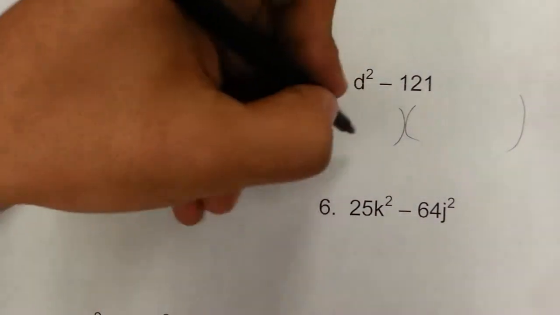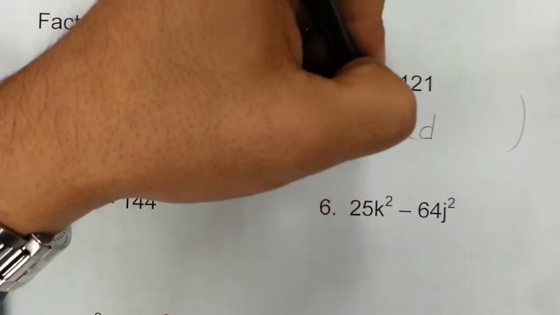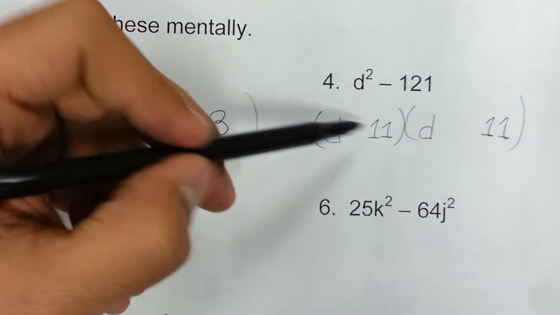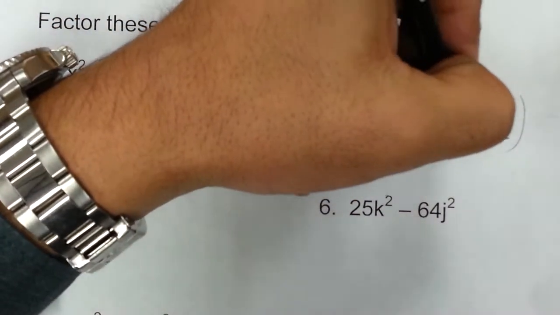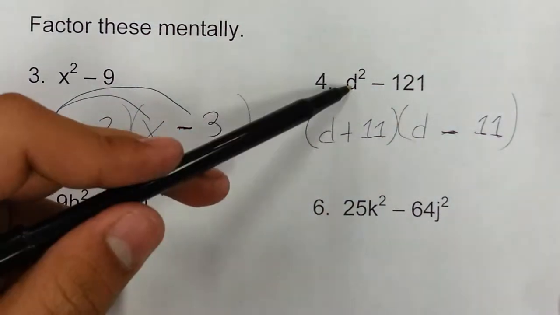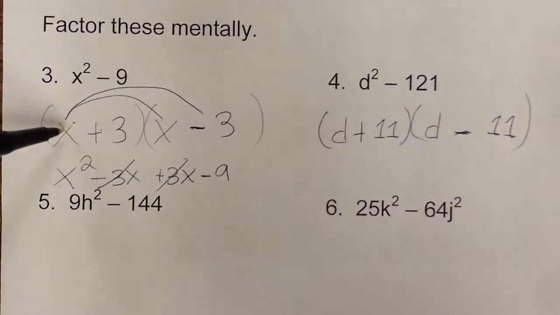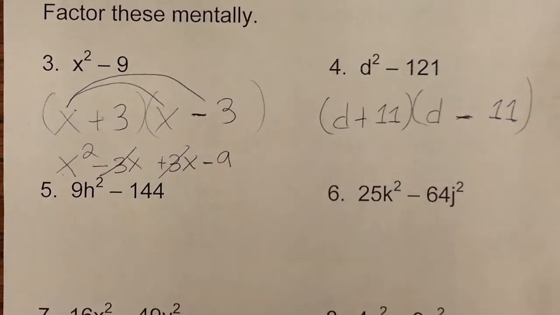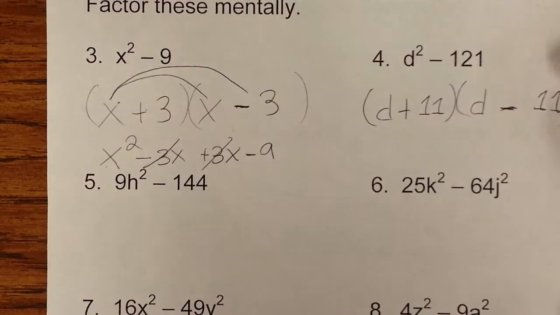So d squared, we can think of that as d times d. 121 is 11 squared, so 11 times 11. The 121 is our negative term, so we'll need a positive 11 and a negative 11. So now we've got d squared, and then negative 121. Again, if we were to distribute this out, we would see that our middle terms would make 0 pairs and that they would cancel out. So we've already got our correctly factored form.